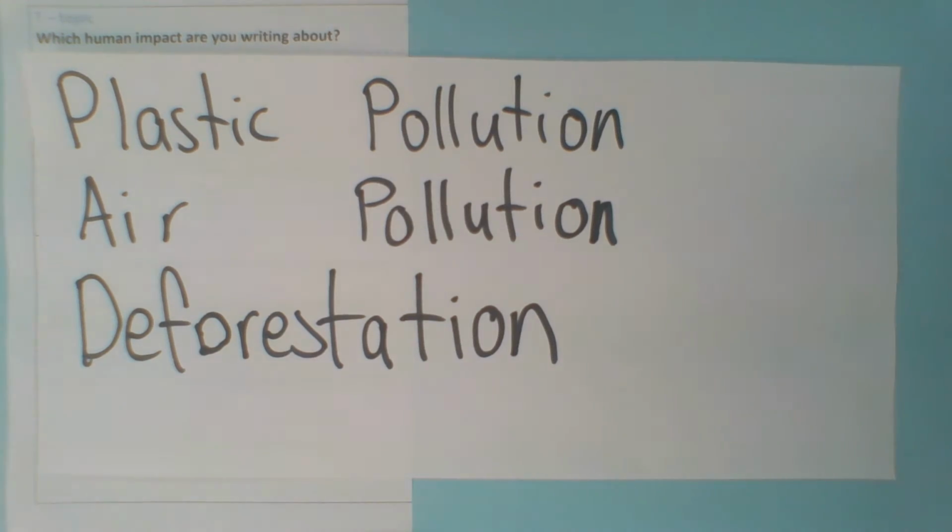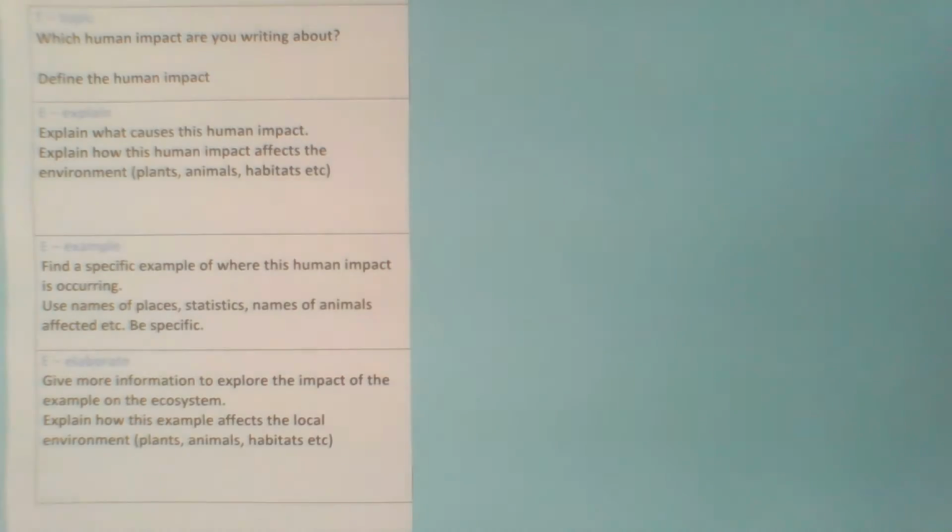Hello everyone, this is a little bit of a video to help you guys who are at home and trying to do your human impact paragraph. Now, first thing to remember is you guys are writing about either plastic pollution, air pollution, or deforestation. The example I'm going to show you today is about human fossil fuel usage, but you guys need to stick to one of the three, either plastic pollution, air pollution, or deforestation.